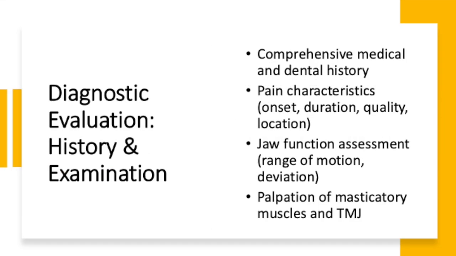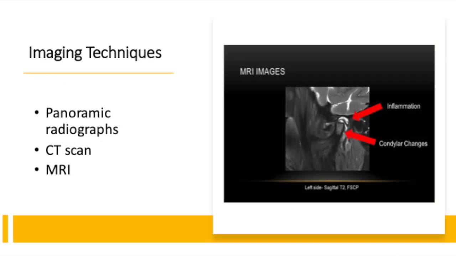The diagnosis of temporomandibular disorder involves a very comprehensive medical and dental history, the characteristics of the pain, including the nature of the onset, the duration, the quality and location of the pain, an assessment of jaw function, including range of motion and deviation, and of most importance, in my opinion, the palpation of the masticatory muscles and the TMJ. If indicated, more advanced imaging techniques such as panoramic radiographs, CT scans of the temporomandibular joint, and even MRI can be employed.